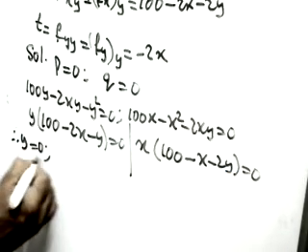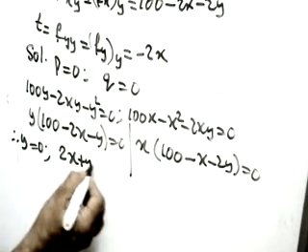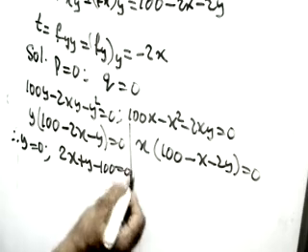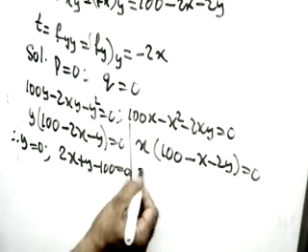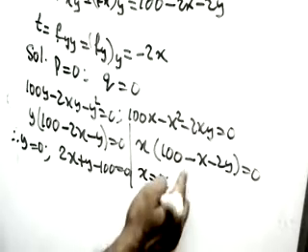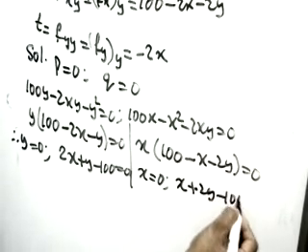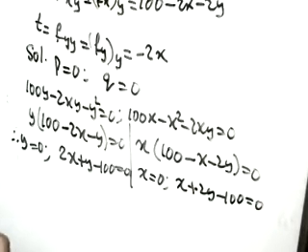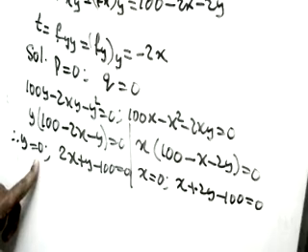Now separate this one. Therefore, y equals 0. Take minus common from this; this will be 2x plus y minus 100 equals 0. In the same way, separate this one: x equals 0. Take minus common here: x plus 2y minus 100 equals 0. See here, x equals 0, y equals 0.